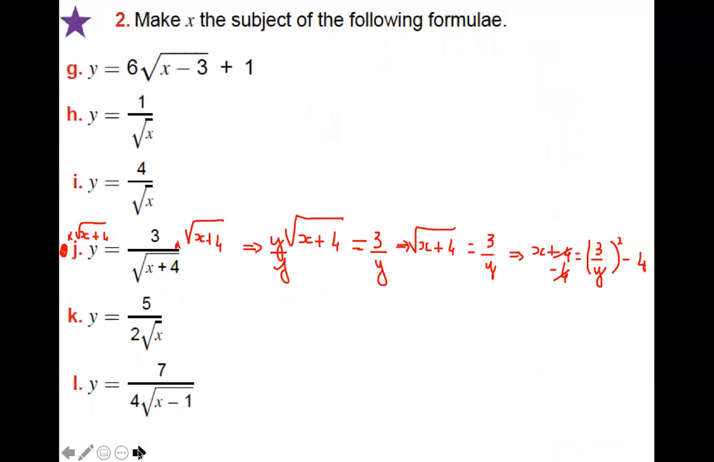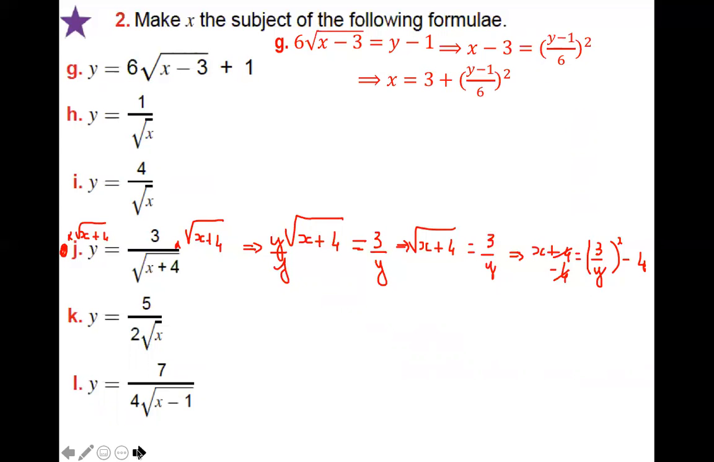And then you get a bit more complicated, but just the same step. Get rid of the add on 1, take away 1, and get rid of the 6, divide by 6. And after that, squaring the whole thing, y minus 1, and then add on 3. So you could leave it like that if you want to. 3 plus y minus 1 over 6 squared.